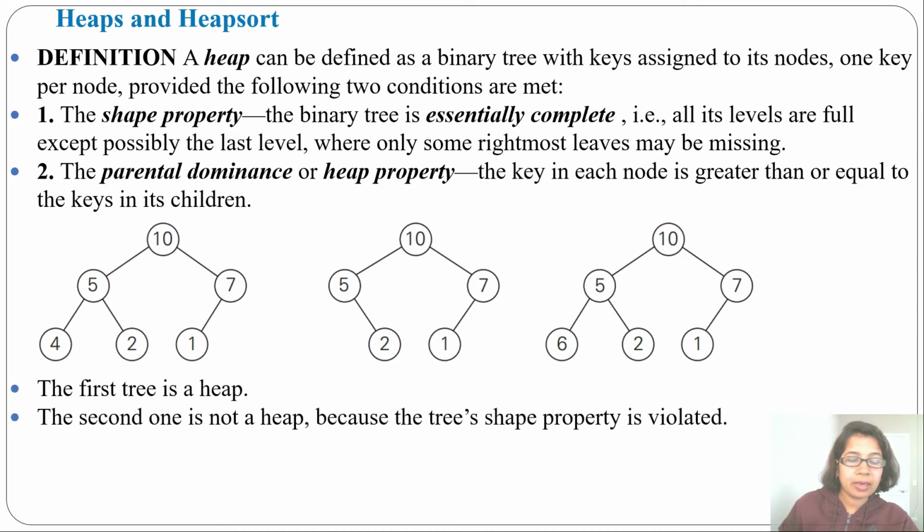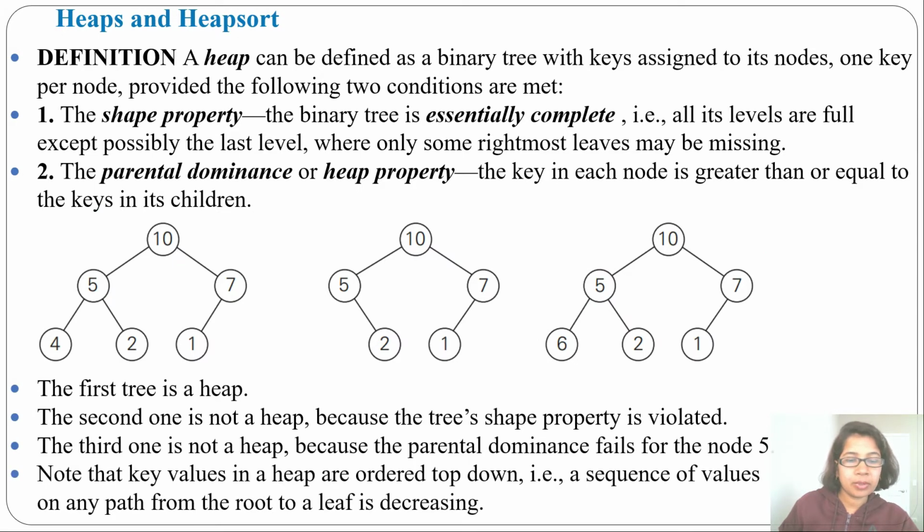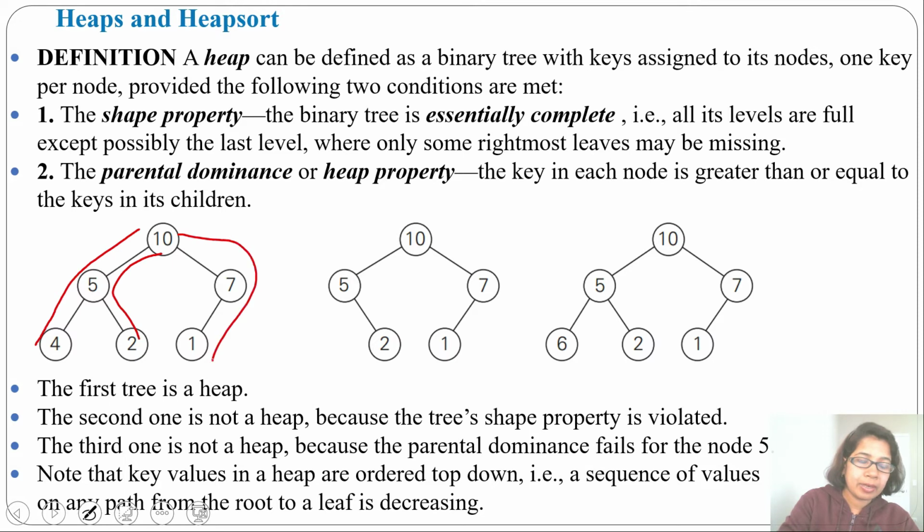Also note that the values decrease from top to down. The key values in the heap are ordered top down. The sequence of values on any path from root to leaf is decreasing, like 10, 5, 4; 10, 5, 2; 10, 7, 1. So on the root to leaf path, the values are decreasing.